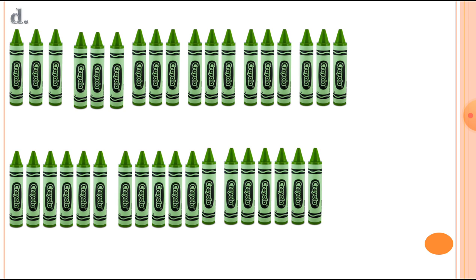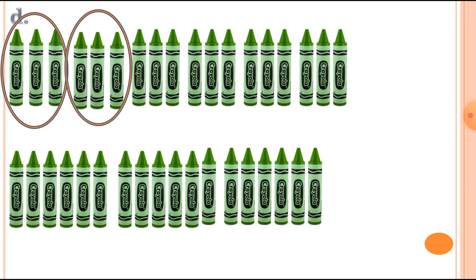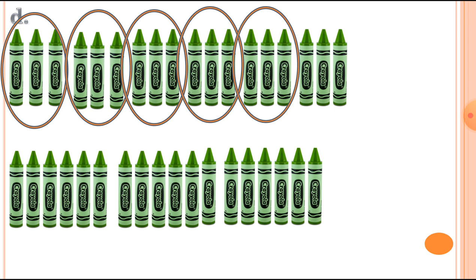Sum number D. So let's make the groups first. 1, 2, 3, 4, 5 and 6. In total there are 6 groups. So we have to put the number 6 first. And how many crayons in each group? So there are 3 crayons in each group.